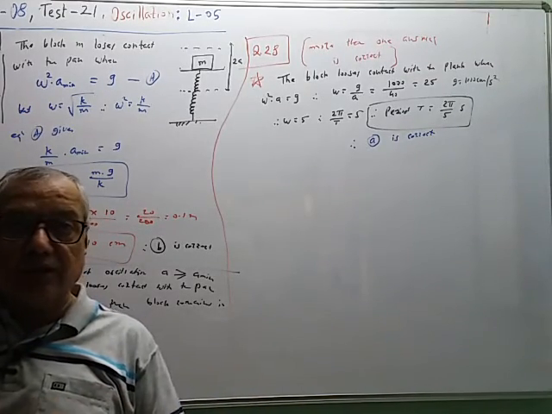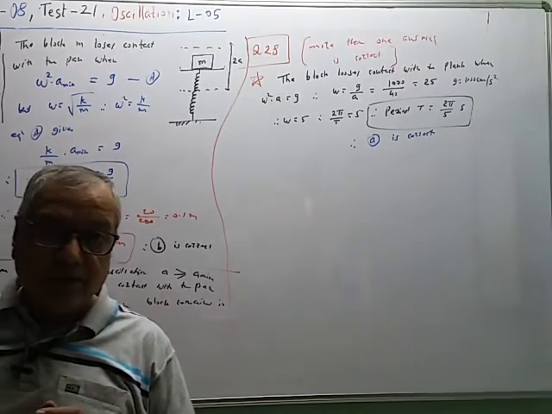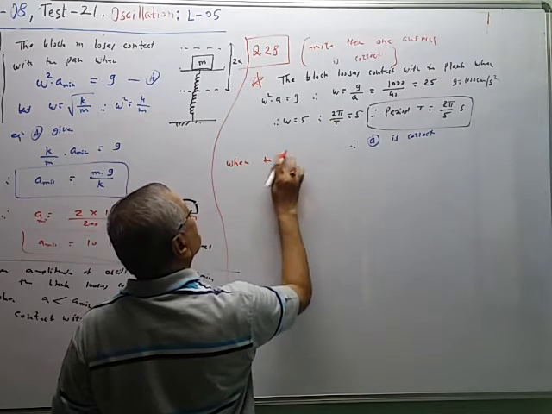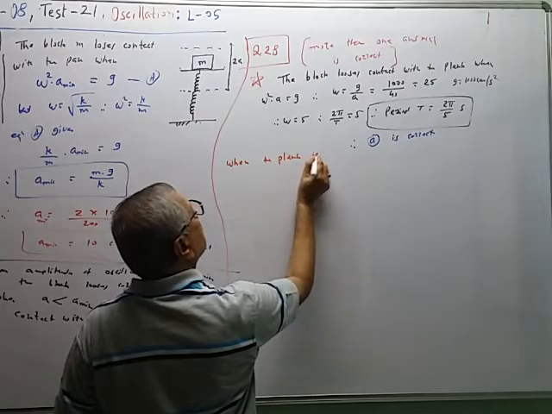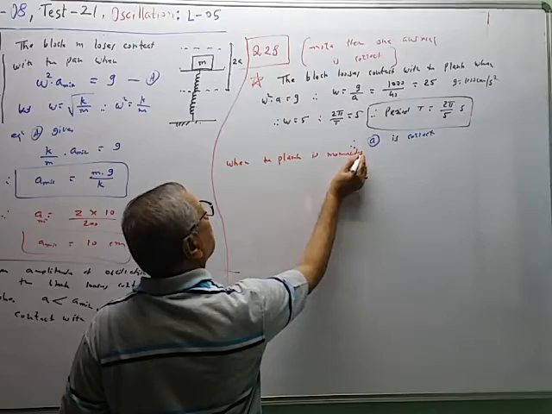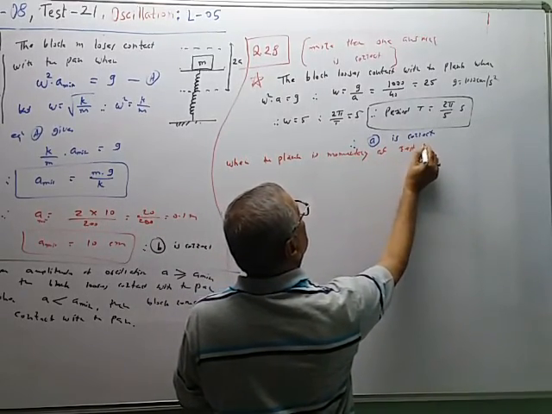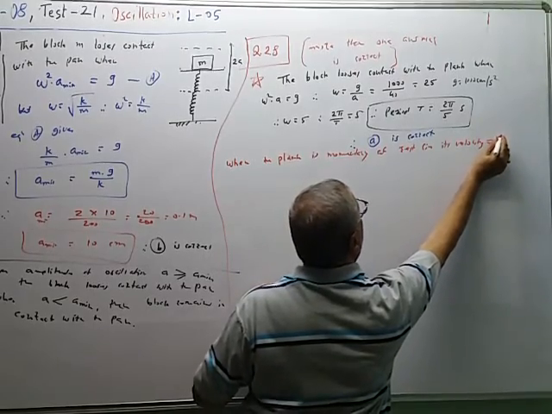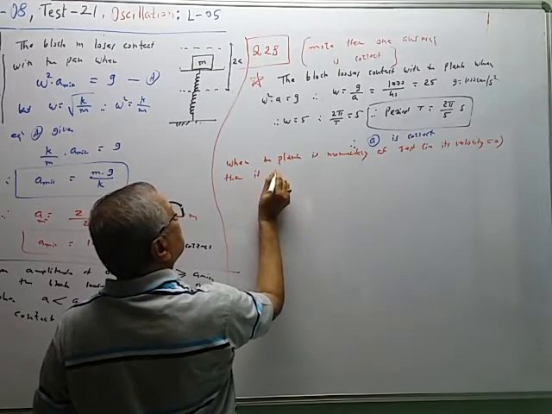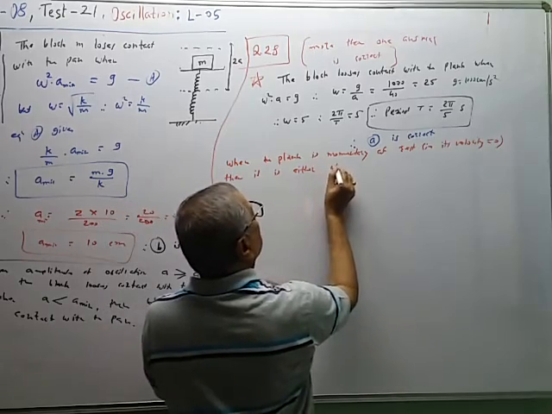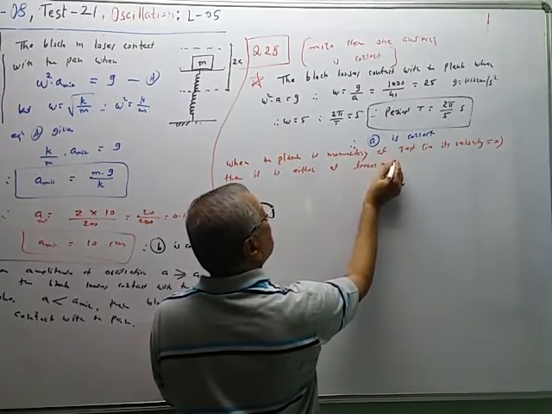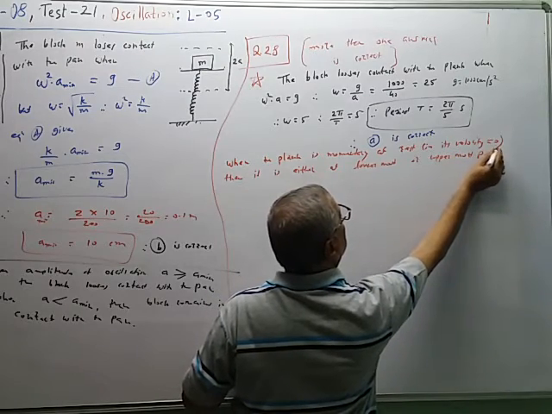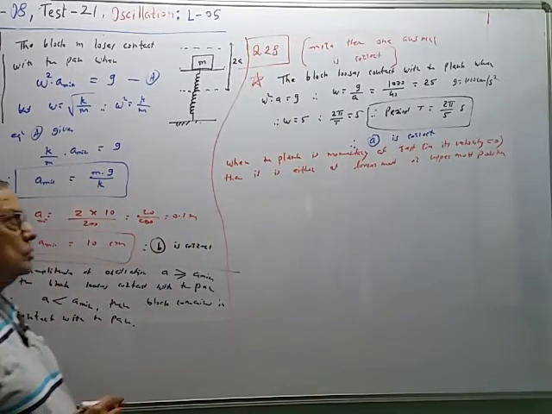Momentarily at rest means the velocity of the plank becomes zero, and we know that in SHM the velocity is zero at the extreme position. So when the plank is momentarily at rest, that is, its velocity is equal to zero, then it is either at the lowermost or uppermost position.